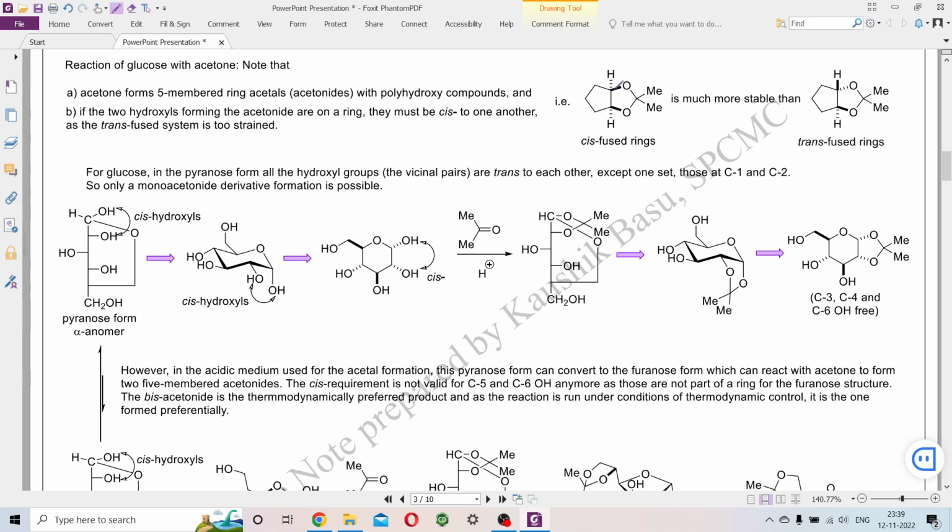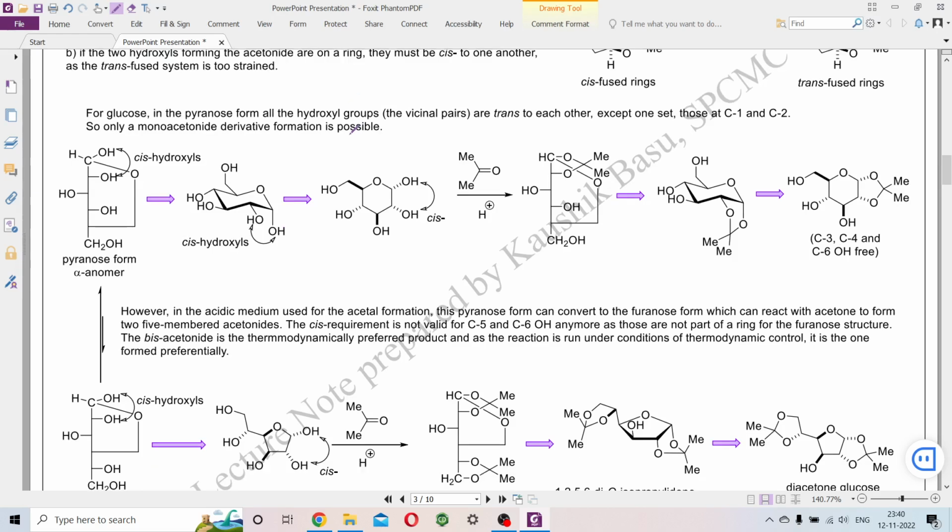The 2 hydroxyls that are part of the ring and which are going to be part of the new ring, they have to be cis with each other. A trans-fused system will be too strained. So these 2 requirements we have to maintain.